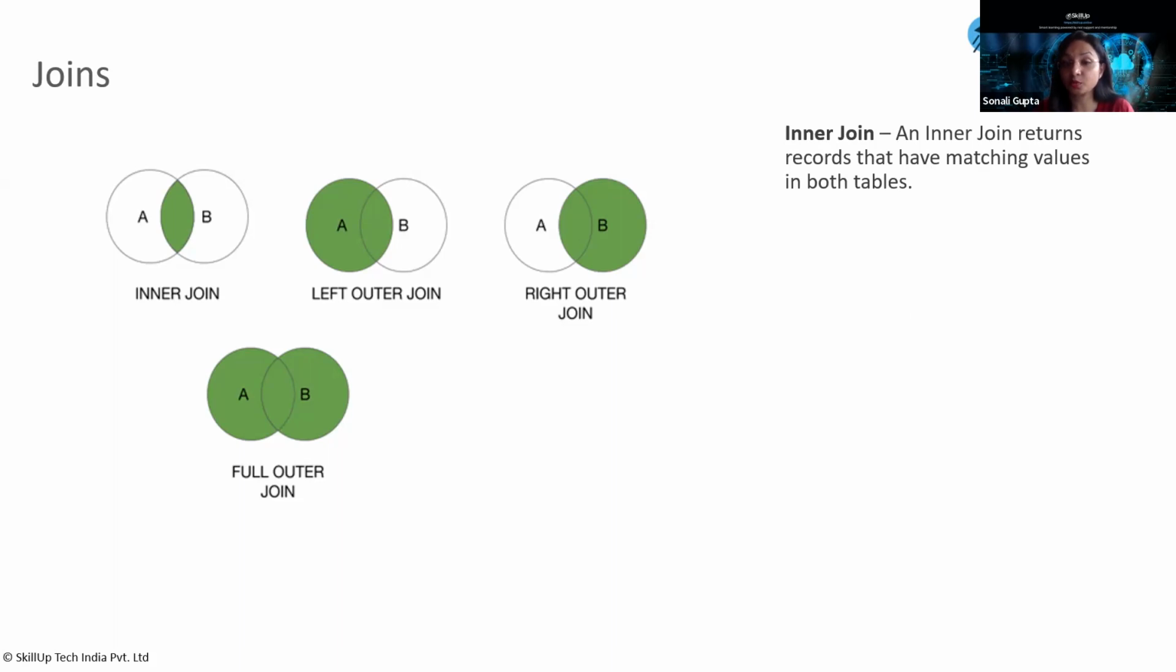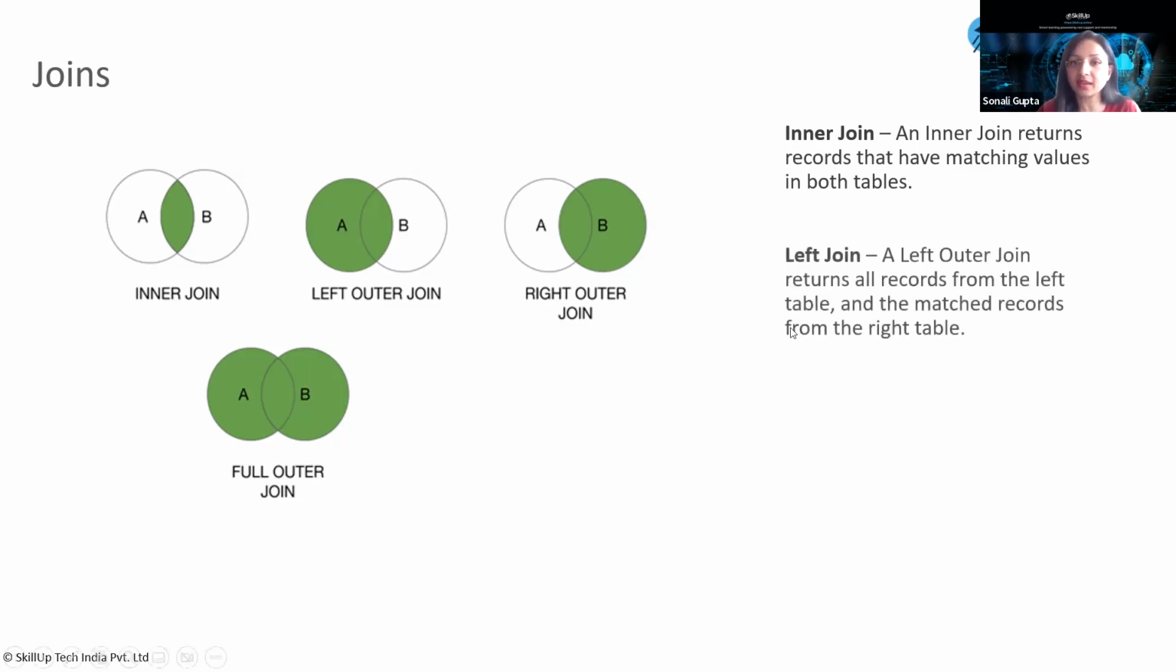Satvik says gives the output only of the table A. Okay, seeing the Venn diagram, include unmatched rows. Okay, so let's move ahead. So what is left outer join? I think good enough, Satvik is very right.